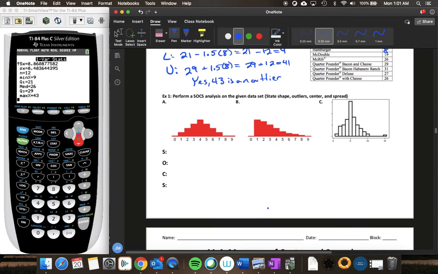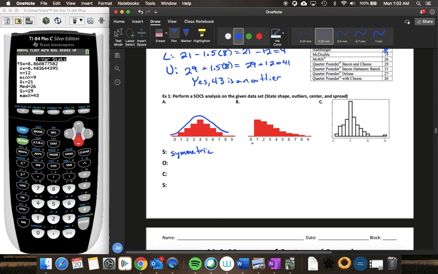Okay, let's do one last example here of describing, using SOCS, the different data displays that I've got here for us. Let's start with A. Our shape for this one, we'll compare it to the ones that we had on the previous page. It looks like it's got a single mode, so you could say unimodal. It's also symmetric, and so we'll probably just say symmetric as our description of it. You could also say unimodal if you wanted to.